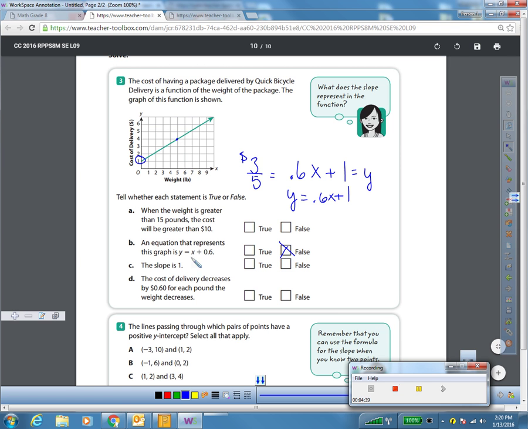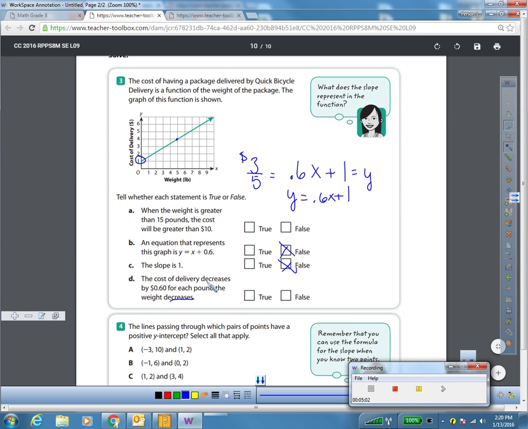They have those backwards. The slope is 1. No, it's not. The y-intercept is 1. It starts at $1 for the delivery. The cost of delivery decreases by 60 cents for each pound. Well, let's see here. The cost of delivery decreases by 60 cents for each pound the weight decreases.